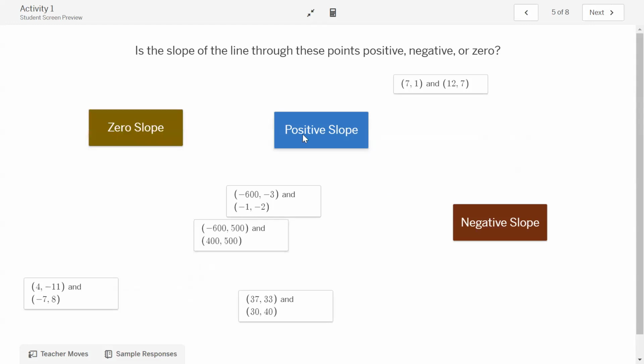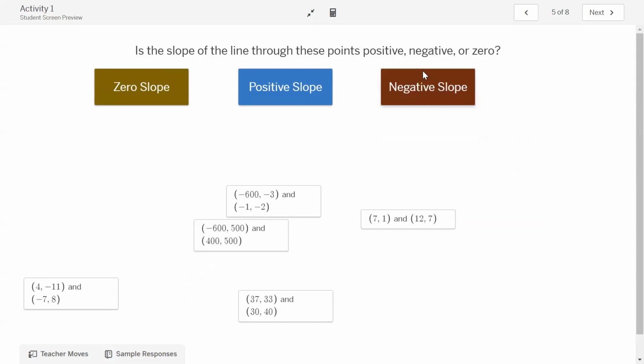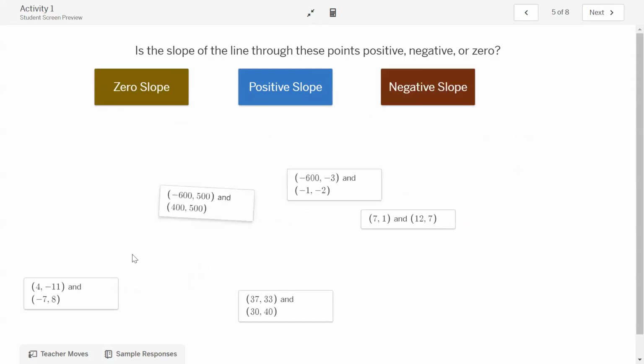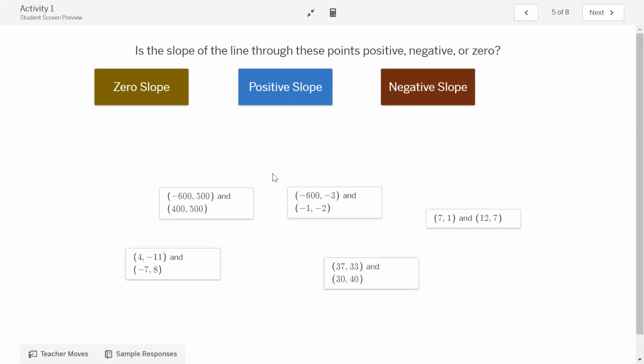solving these ones. So we have a card sort, we have a positive slope, a negative slope, and a 0 slope. You don't have to fully solve them. You just need to tell me, would the slopes be positive, negative, or 0? One way to do that is to fully solve them. So on that scrap paper that you should have, you can go ahead and solve the slope for these points.